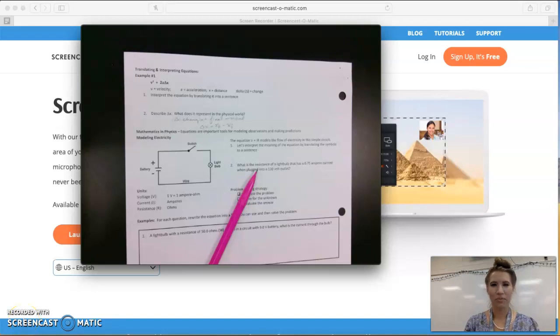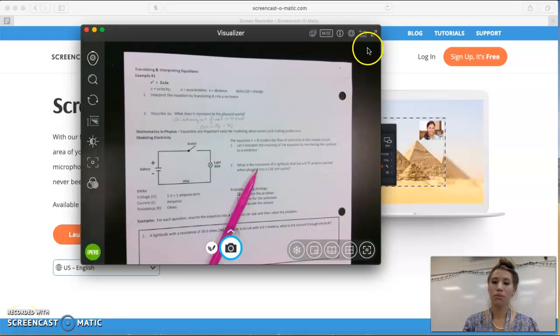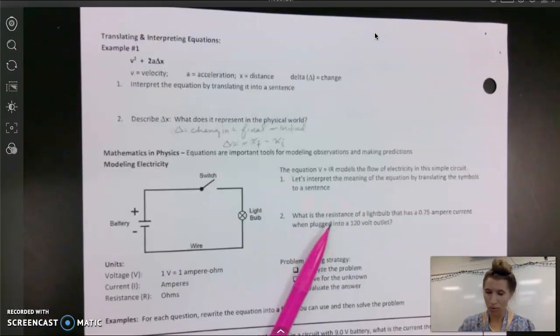Hello everyone, welcome back. Okay, so we're going to move on to page 2 of our notes, but before we get into it, a little disclaimer. We're going to now be looking at how math can be a tool to manipulate equations that you will see in physics and how they can help to interpret the world around us.